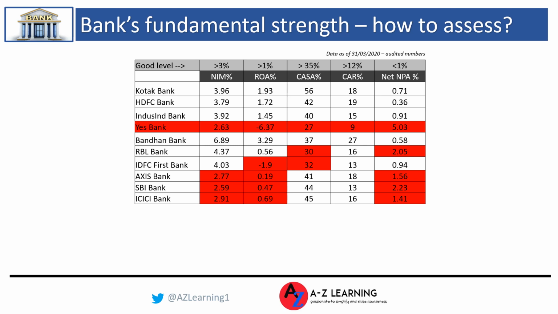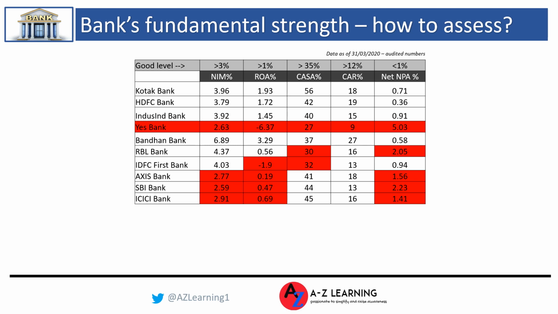And now you will see that I've color coded this table. So first of all, I'll draw out Kotak Bank, which is the first line. Kotak Bank has a NIM, which is net interest margin, of 3.96, which is more than 3%, therefore good, a strong bank.